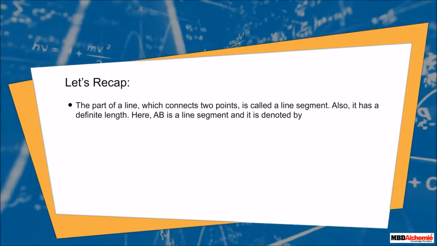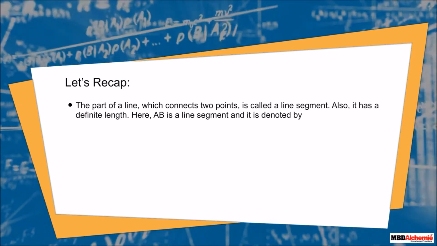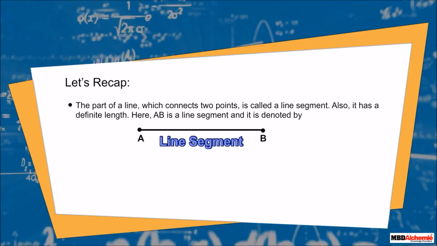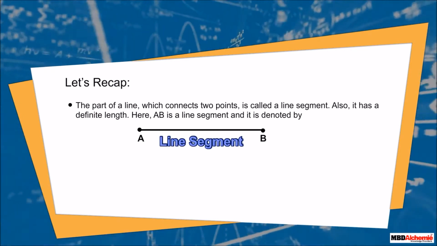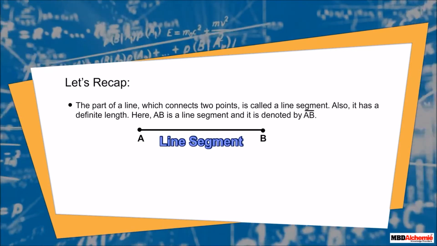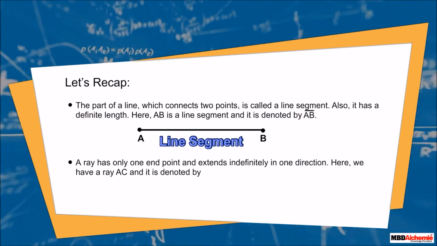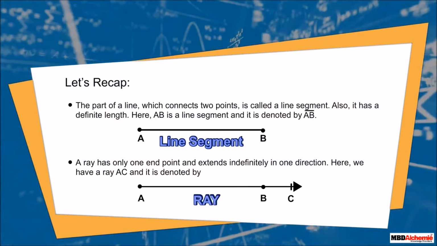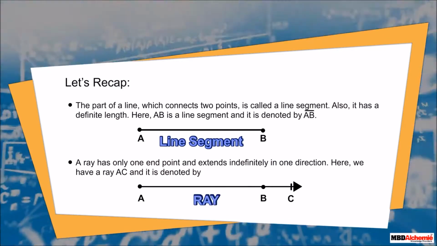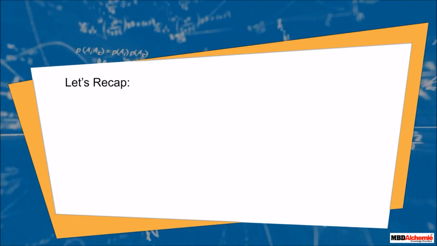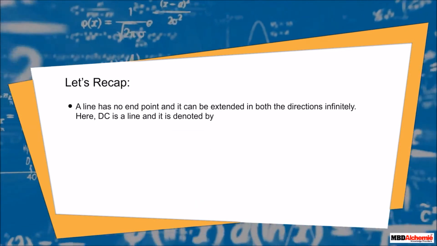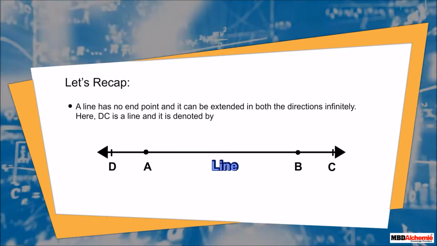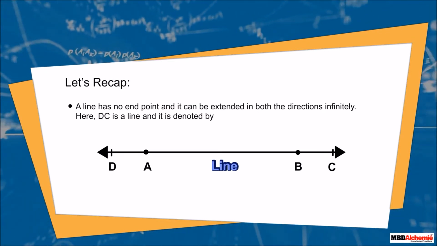Let's recap. The part of a line which connects two points is called a line segment. Also, it has a definite length. Here AB is a line segment and it is denoted by a line over the top of the alphabets, like this. A ray has only one end point and extends indefinitely in one direction. Here we have a ray AC and it is denoted by a line with a single arrowhead over the top of the letters, like this. A line has no end point and it can be extended in both the directions infinitely. Here DC is a line and it is denoted by a line with a double arrowhead over the top of the letters like this.